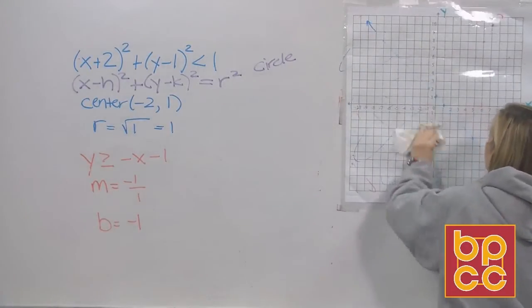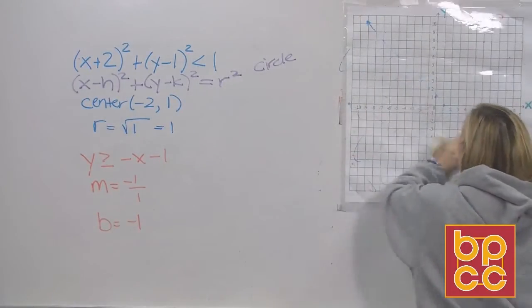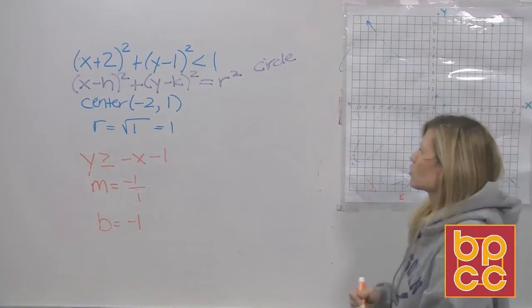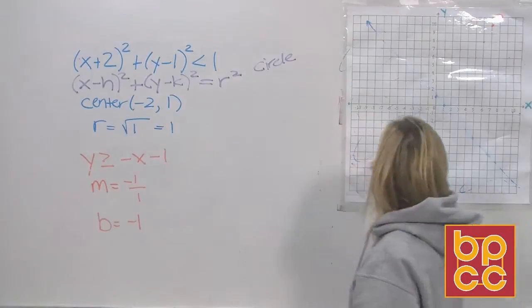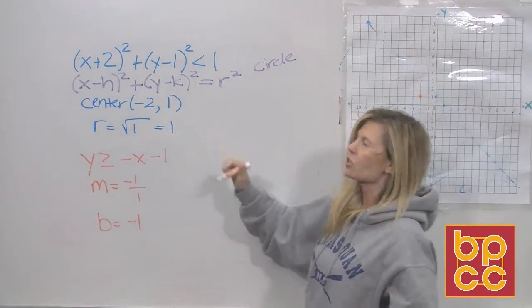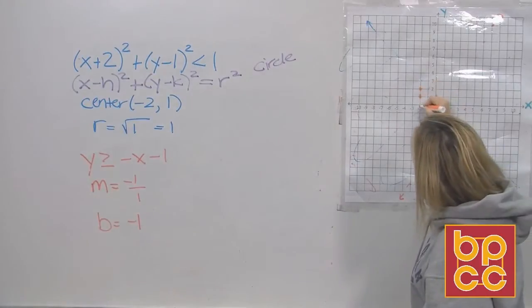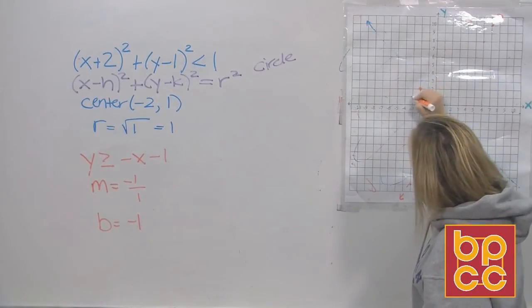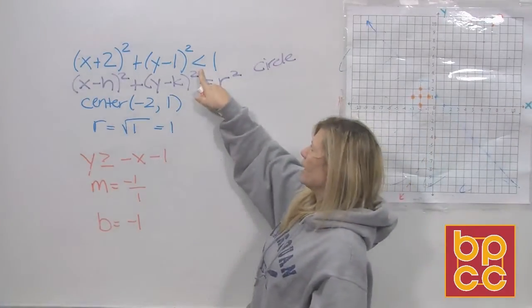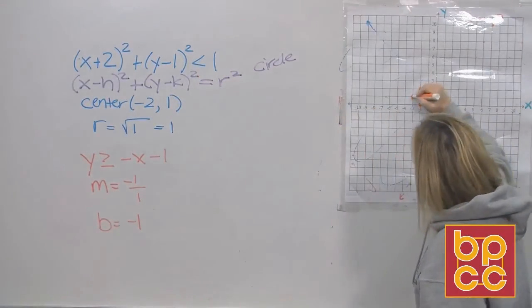So let me just clean this up a little bit. All right. Let's graph the circle first. So the center is -2, 1. And this is going to be a baby circle because the radius is only moving 1. 1 up, 1 down, 1 right, 1 left. It's a little circle. Because there is no equals, the circle's got to be broken.